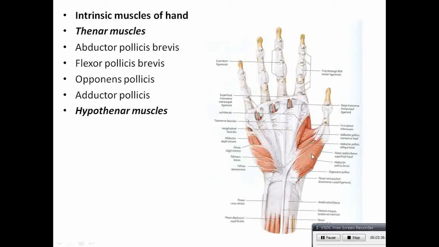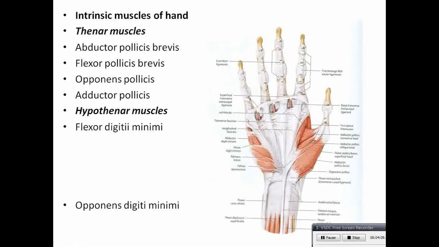They are abductor pollicis brevis, flexor pollicis brevis, this one. Opponens pollicis is a muscle which is deep to these two muscles, can be seen here. Adductor pollicis is a deep muscle again, which has two heads. Hypothenar muscles are the muscles seen in this region on the medial side.